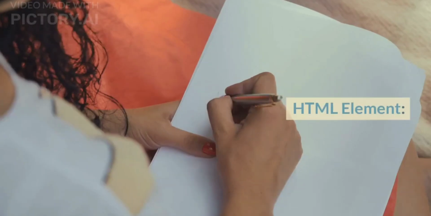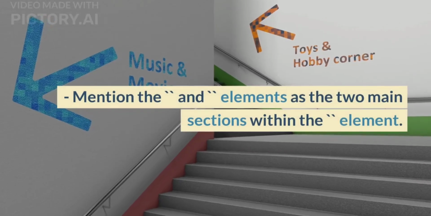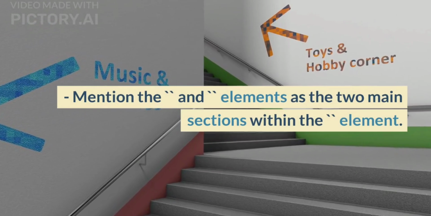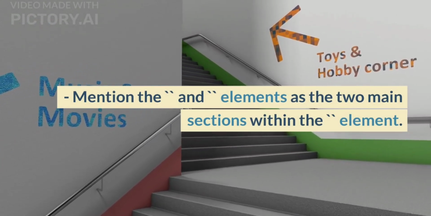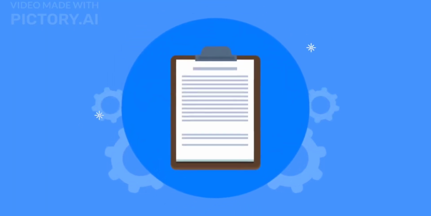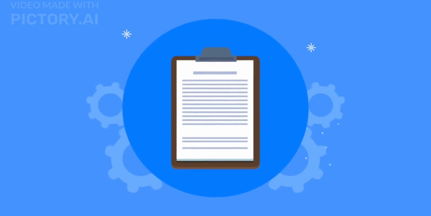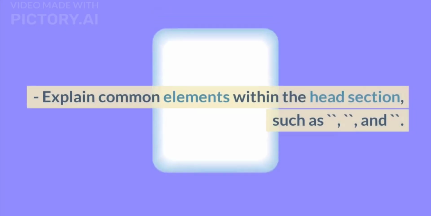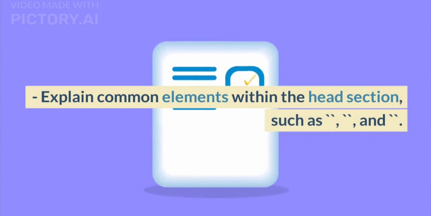2. HTML element. Mention the head and body elements as the two main sections within the html element. 3. Head section. Explain common elements within the head section, such as title and meta.